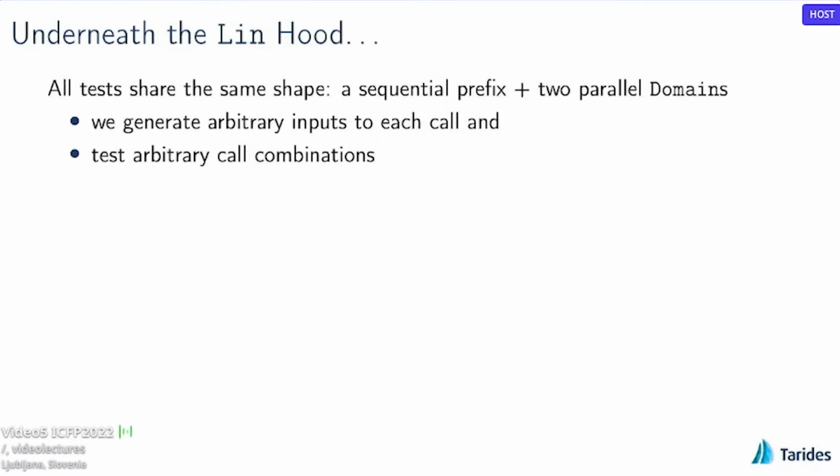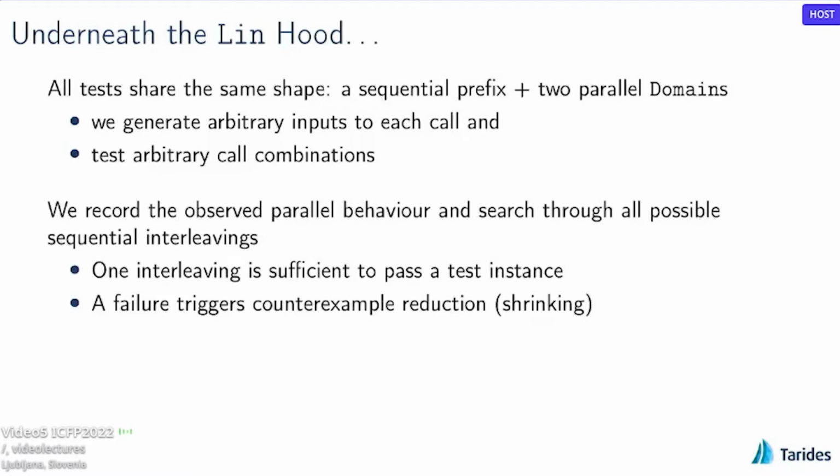So underneath the hood, if we scratch the surface a bit, there will be a sequential prefix that's the same sort of shape. Then we'll spawn 2 domains and then do some arbitrary commands in parallel. And the inputs to each of these calls will be generated arbitrarily. And then by doing so, we'll also test random combinations.